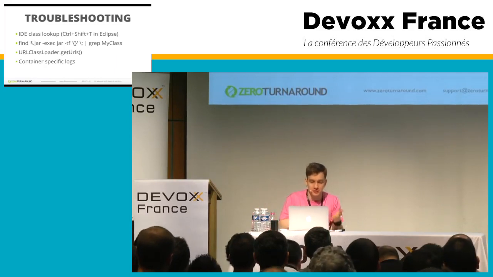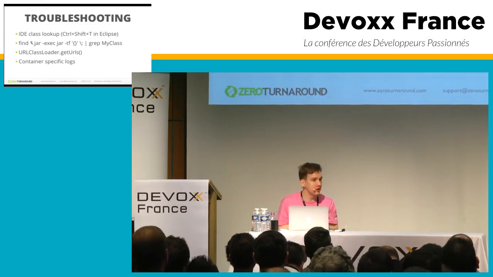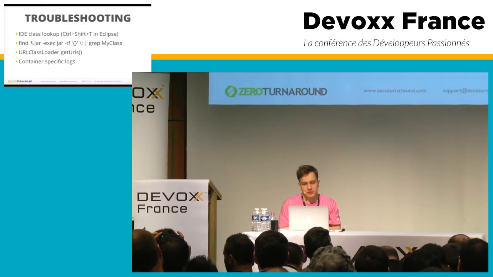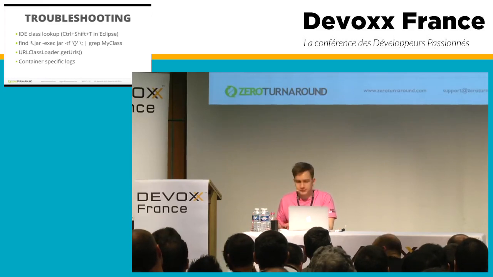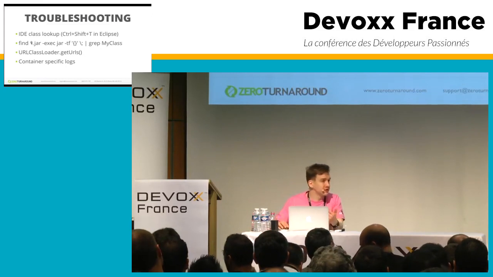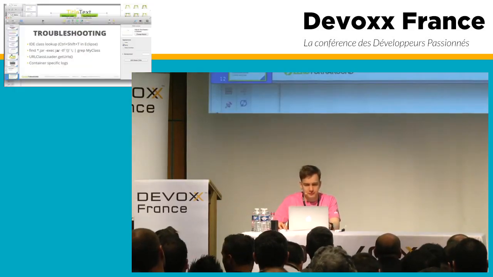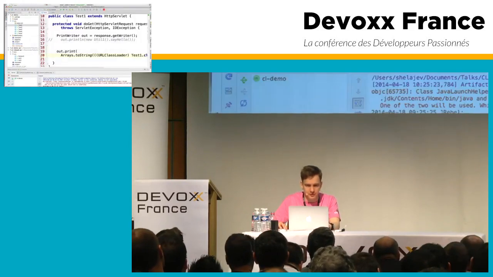So you use the getURLs method on the URLClassLoader. Most instances of class loaders are URL ones, so that is almost universally available. And then you just go and see if the class is there or not. Having no classes is actually the simplest case. You know that something went wrong in the building phase. But then we have different examples as well, more interesting ones.